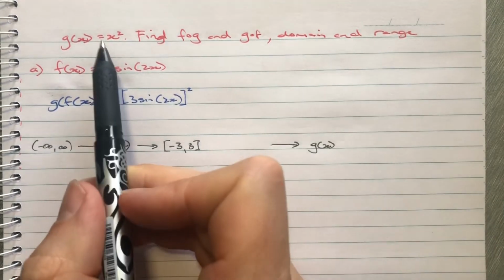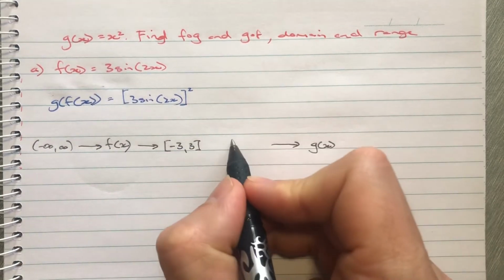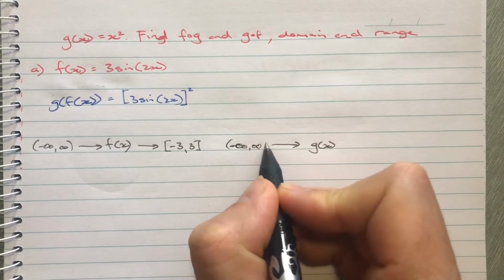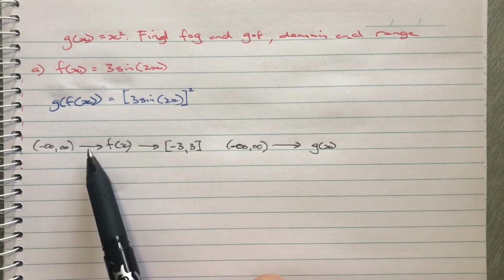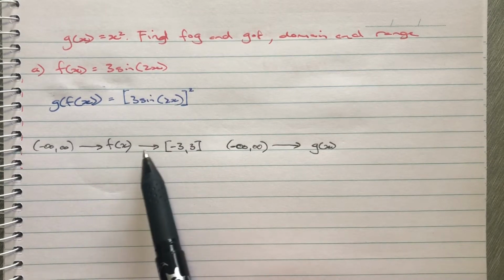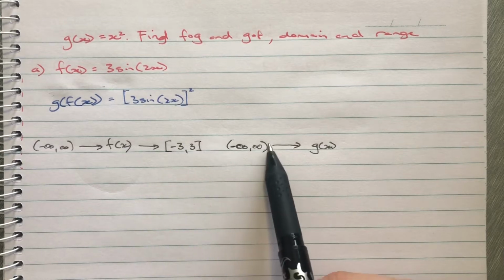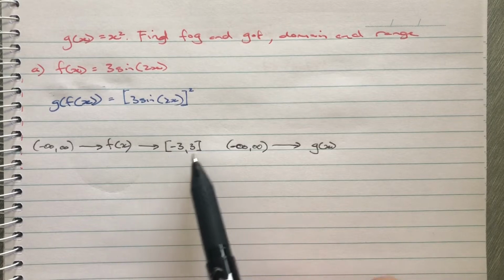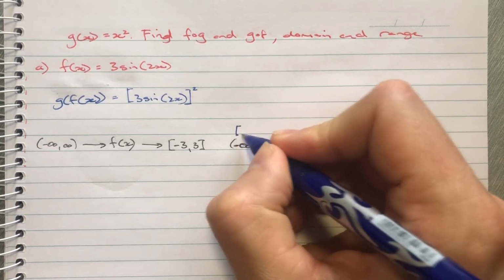All right, now g of x is here. We know that the domain of this parabola here is going to be from negative infinity to infinity. Except the problem is that f is only going to output these values here. Okay, so g can take all these values, but it's never going to get all of them. It's only going to receive values like that. Okay, so we actually need to change this domain because it's only going to get these ones.